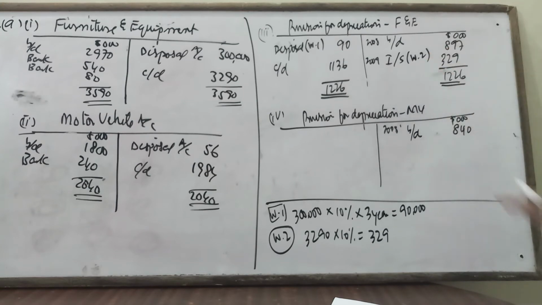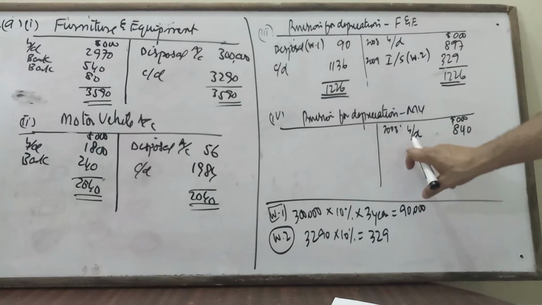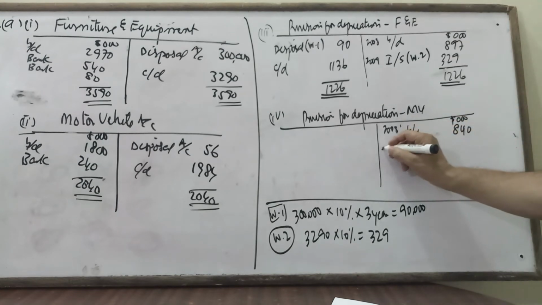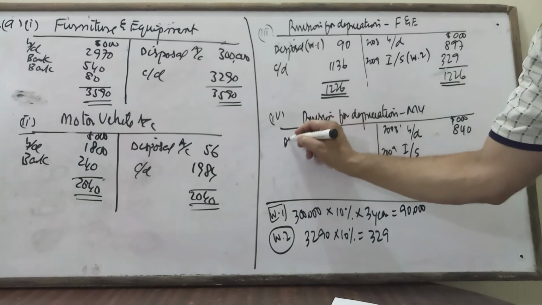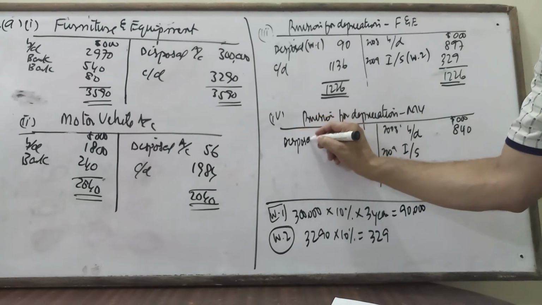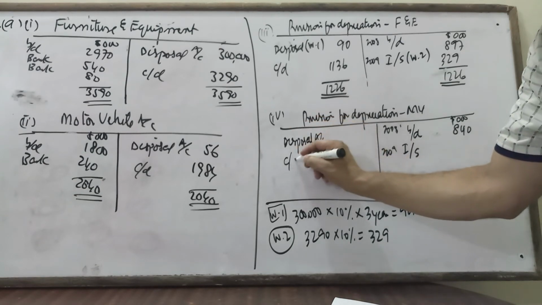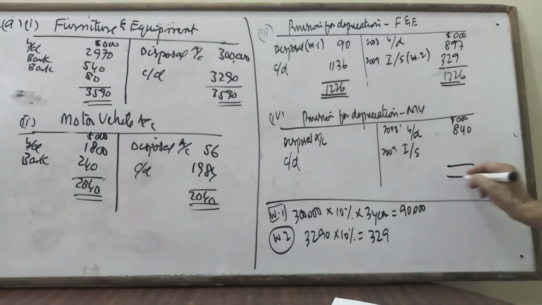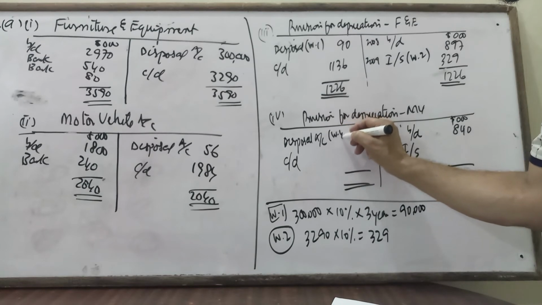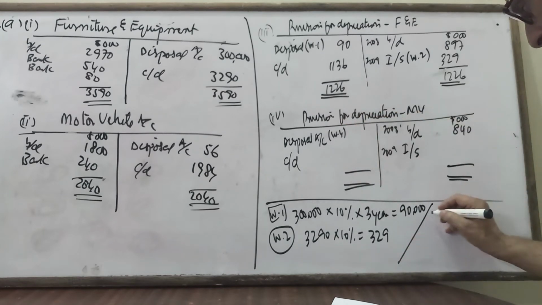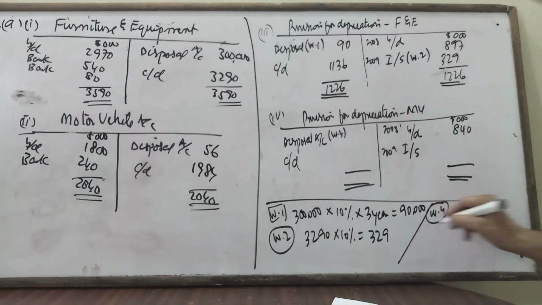Similarly, I'm going to make the provision for depreciation of motor vehicle, opening balance 840, and in 2009 how much will be transferred to the income statement, and how much will be transferred to the disposal account and the balance CD. The same procedure you can follow here. First of all, you can show this working number 4.